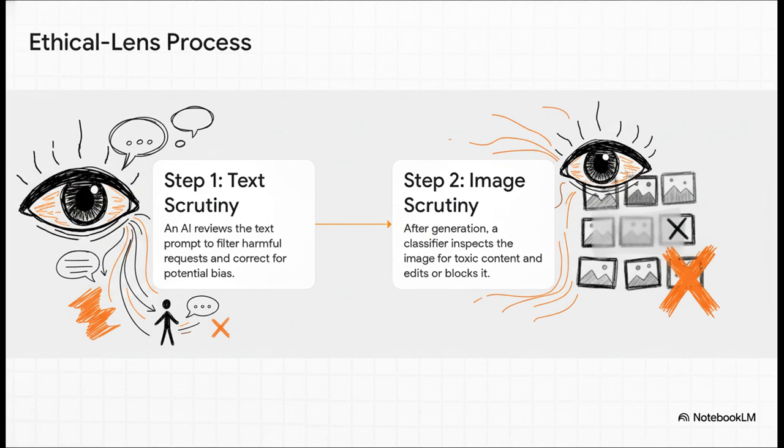Then comes step two, ethical image scrutiny. After the image is created, another AI looks at the finished picture to catch anything toxic that might have slipped through. And if it finds something, it can automatically blur it, edit it, or just block it altogether. It's like a safety net.